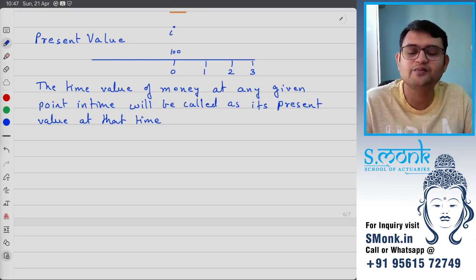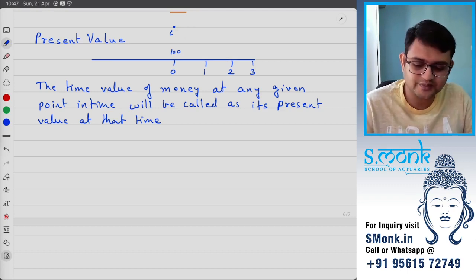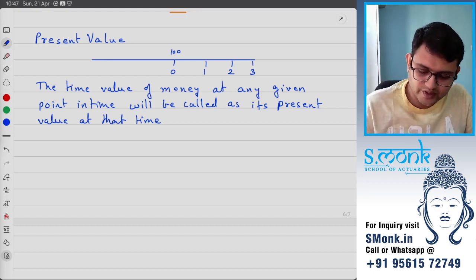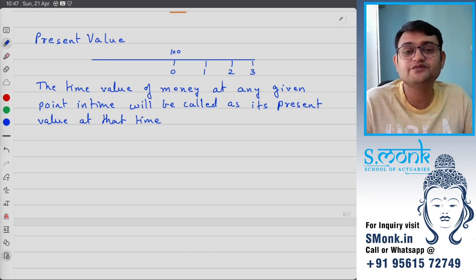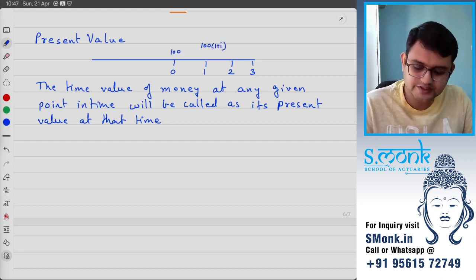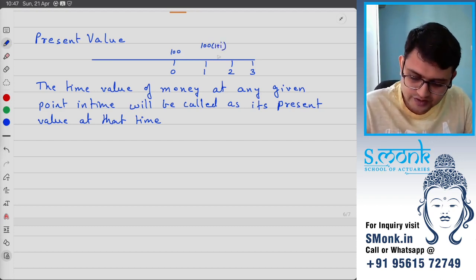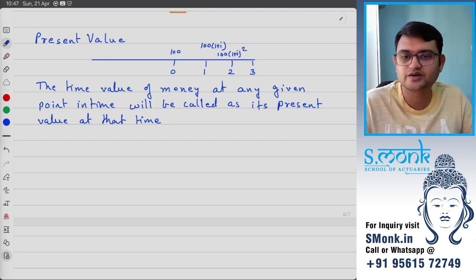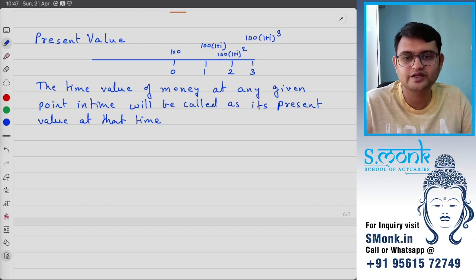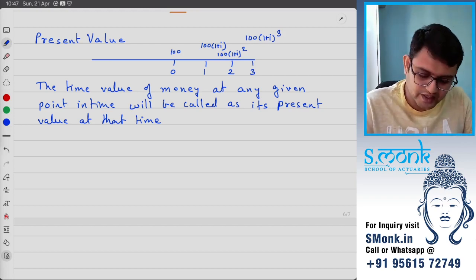Let's just say I compound interest. Okay, it can be simple, it can be compound, but we know we usually use compound, so we'll talk about compound interest. So after 1 year, how much money will I have in my bank account? So we know it's going to be 100 into 1 plus I. After 2 years, I'll have 100 into 1 plus I square. After 3 years, I will have 100 into 1 plus I cube. Right? This is the amount of money that I will have in my bank account.